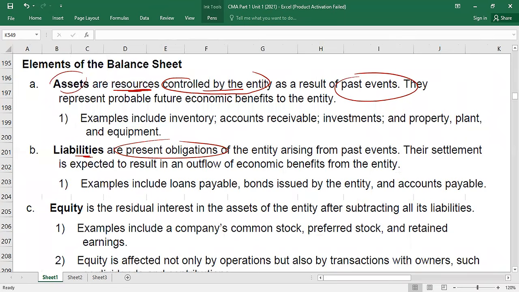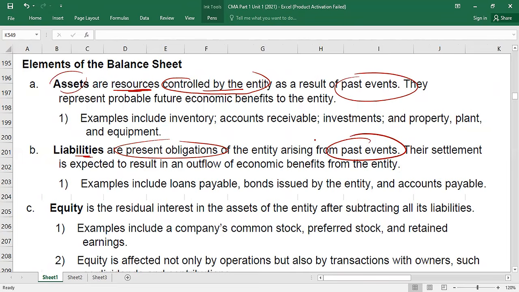Present obligation means you have to pay. Right or wrong? Which arises due to what? A past event. Maybe you bought some things on credit in the past, you have to pay now. Maybe you took a loan in the past, you have to pay now. Maybe you took services of employees, you have to pay now. It is your current liabilities.